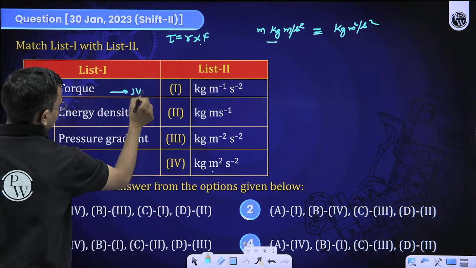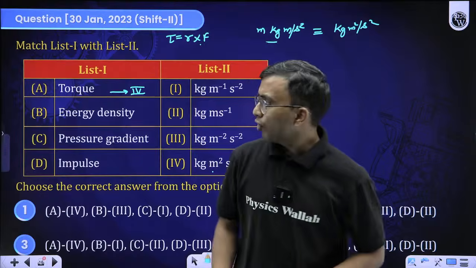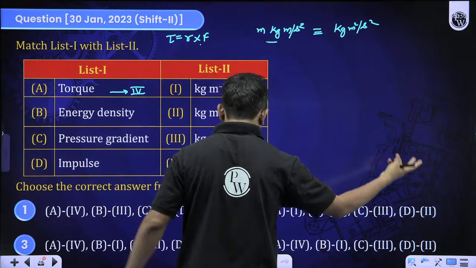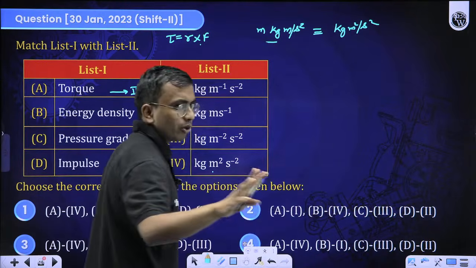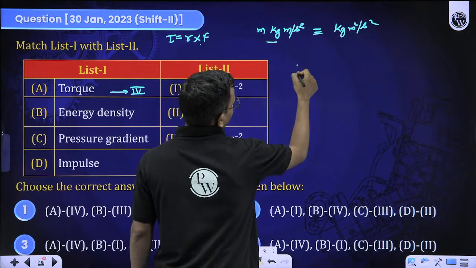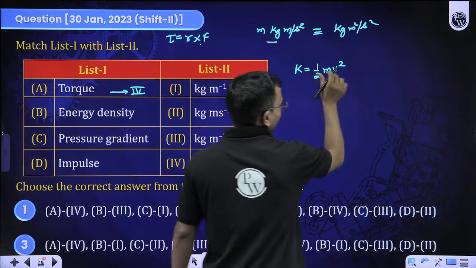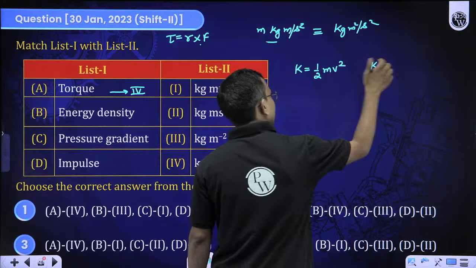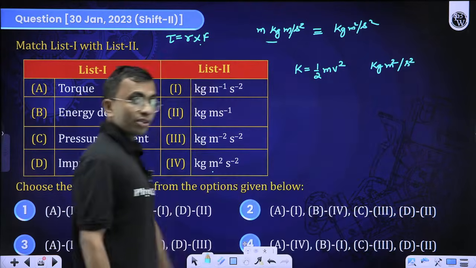Fourth one. Energy density. Energy density is energy per unit volume. What is energy? You can use either the kinetic energy formula or the potential energy formula, and write the unit of that. If I write for kinetic energy, that is half mv square. For mass it is kg. For velocity, meter per second. So meter per second square will be meter square per second square. I got the unit of the energy.